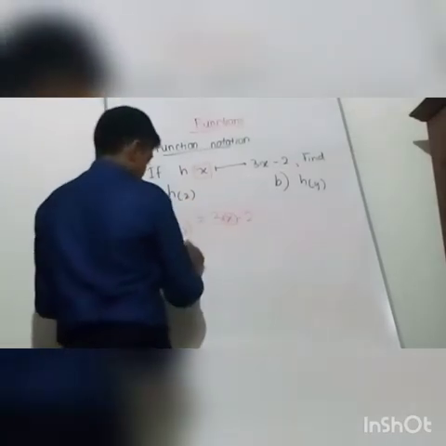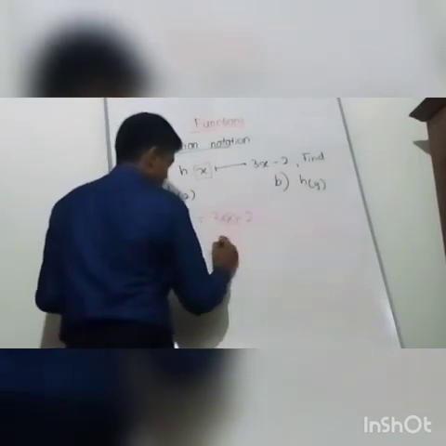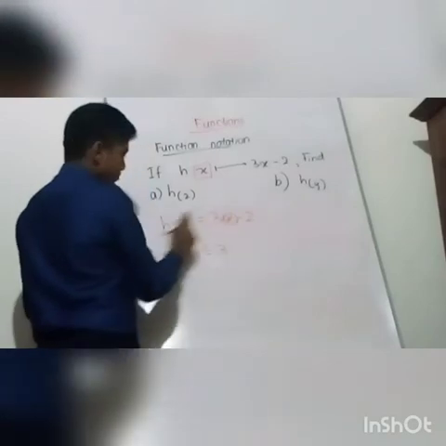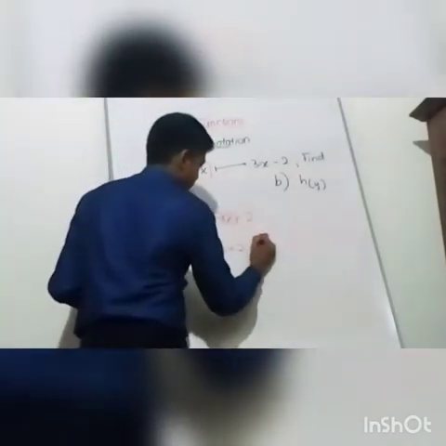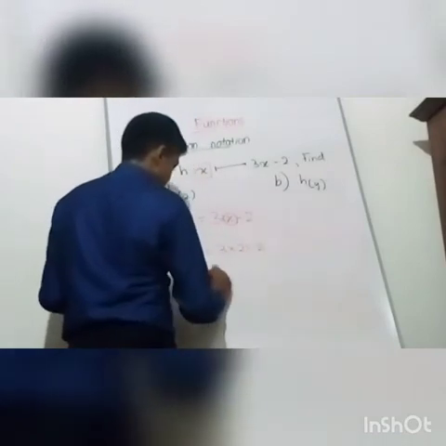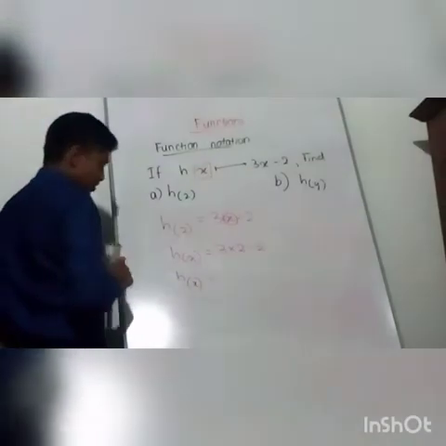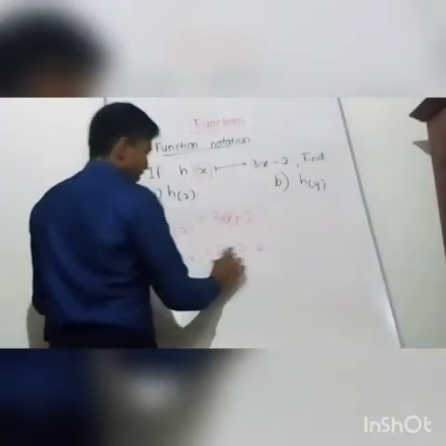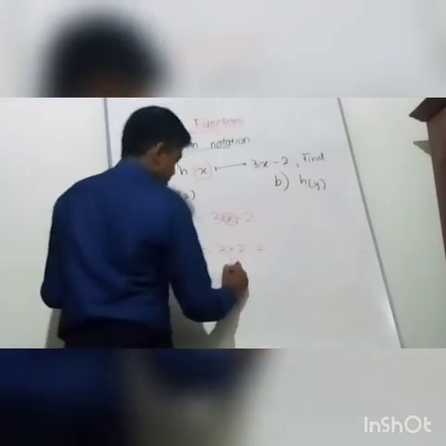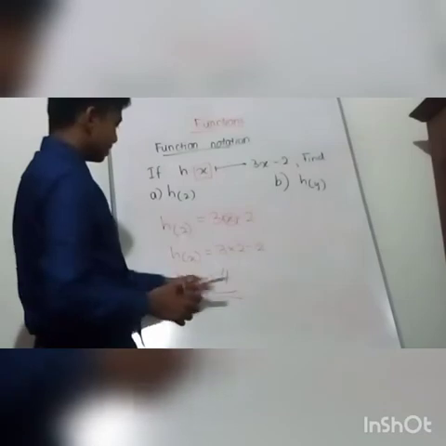So let's go on. h(x) equals 3 into 2, because it's multiplication here. So 3 into 2 minus 2. So what's our answer? Then h(2) is how much then? 3 into 2, 6. 6 minus 2, it's 4. So h(2) is 4.